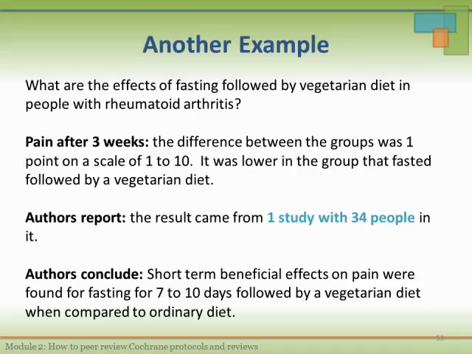Let's look at another example. What are the effects of fasting followed by a vegetarian diet in people with rheumatoid arthritis? Pain after 3 weeks. The difference between the groups was 1 point on a scale of 1 to 10. It was lower in the group that fasted and followed the vegetarian diet. Authors report the results came from 1 study with 34 people in it. Authors conclude short-term beneficial effects on pain were found for fasting for 7 to 10 days followed by a vegetarian diet when compared to an ordinary diet.